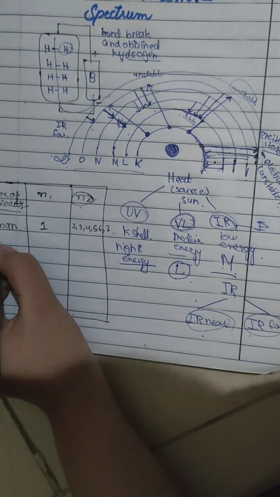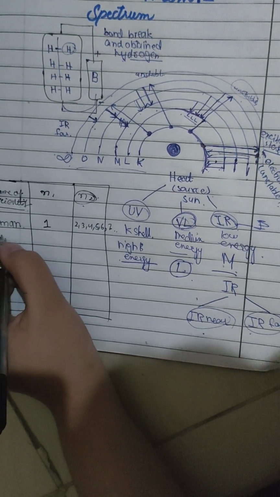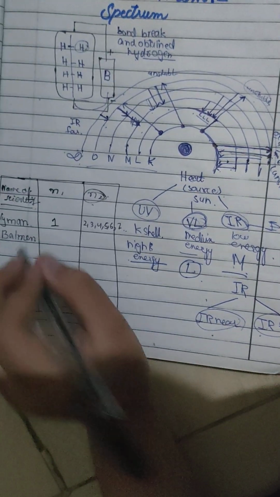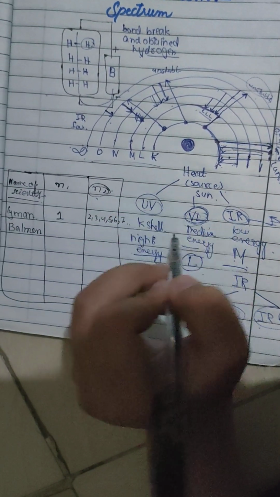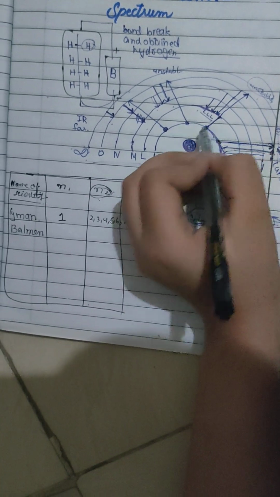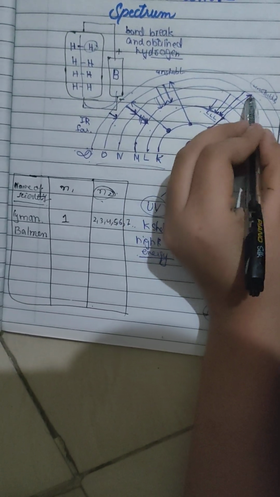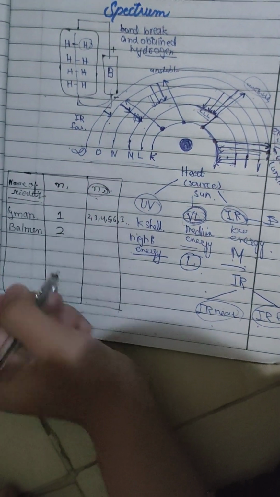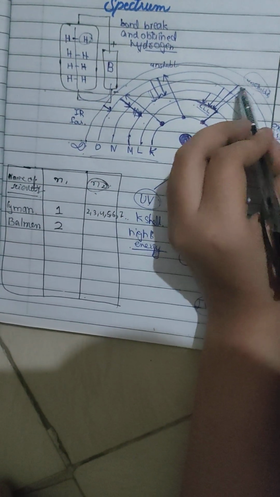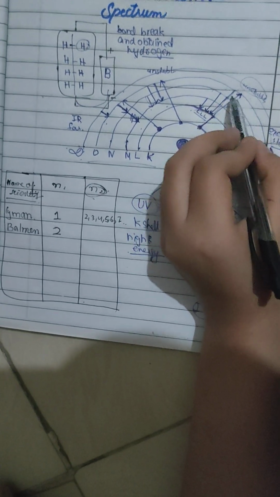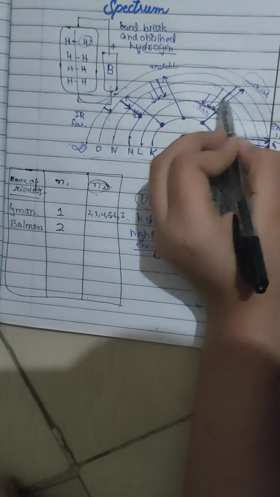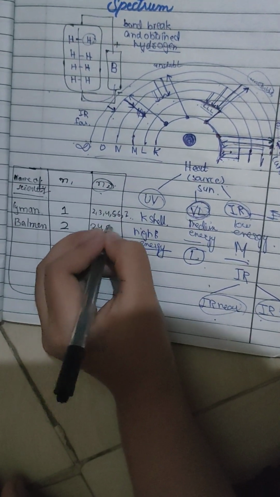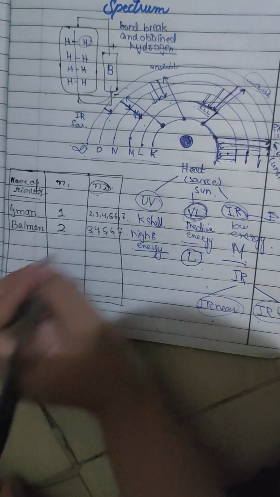Fine. And the second scientist we had, what was the name? Balmer. Fine. Balmer gave about the visible light. He said that the electron will move up and it will come down to the L shell, means the second one. And here the electron will come from the 3, 4 and 5, and so on. 3, 4, 5, 6, 7, and so on.